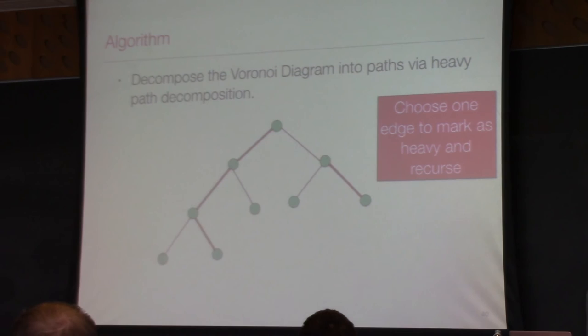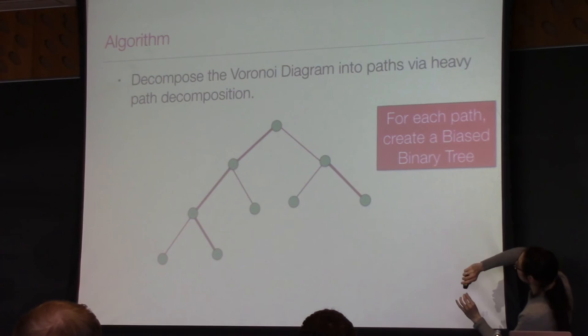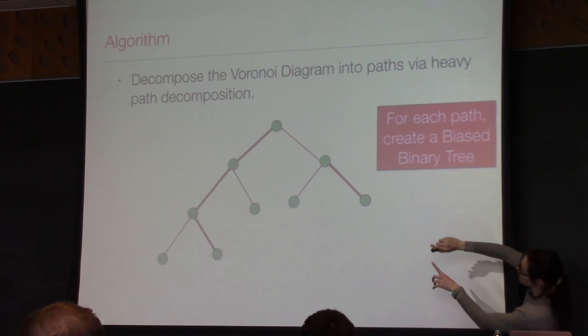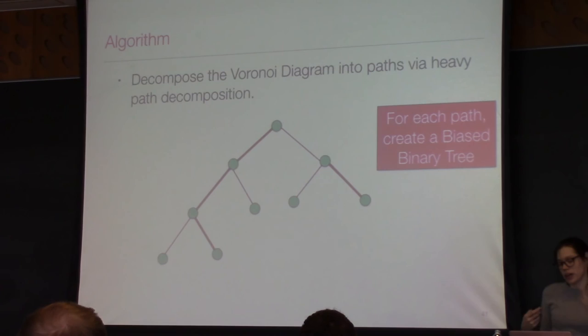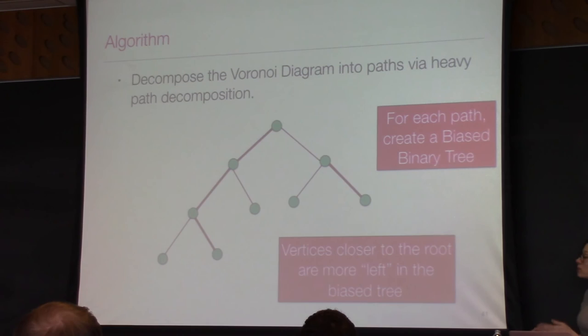For each of these paths, you create a biased binary tree. So we have a tree here, but then we're going to create a tree for which each of these paths is a set of leaves. And this tree is biased in such a way that our operations will be efficient. We're using that as a black box, so I'm not going to go into the details. But vertices closer to the root in this tree are the leftmost leaves in these biased trees. For example, the tree would grow in this big path here, it might grow this way.